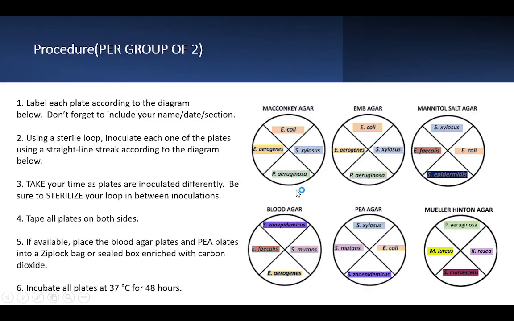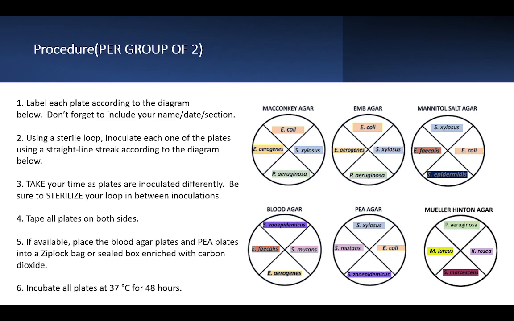Now, what you guys will do is you will get 6 different types of plates, 2 sets per group. So each pair of lab partners will have these 6 plates. And if you notice, I said 6 plates. We'll talk about the last plate in just a second. You are going to, of course, label them, name them. And a really key thing is making sure you jot somewhere on there what type of media that is, just so you don't get confused later on.